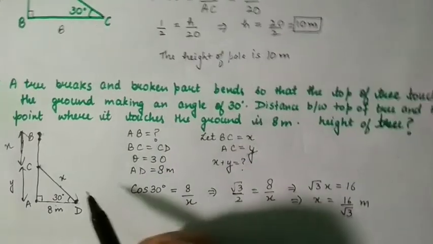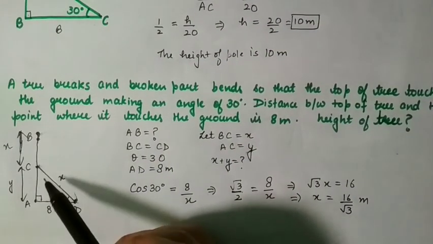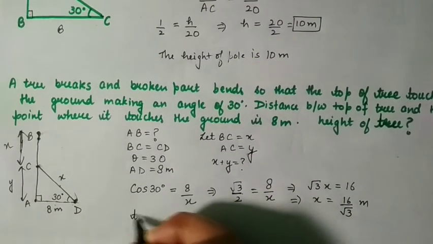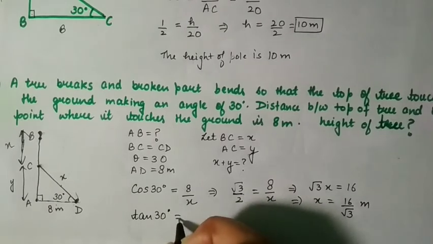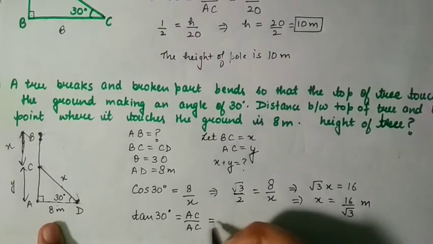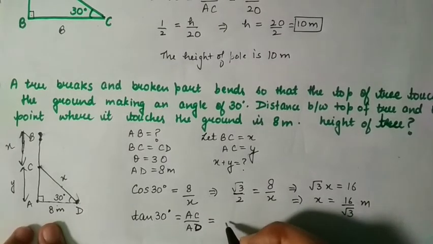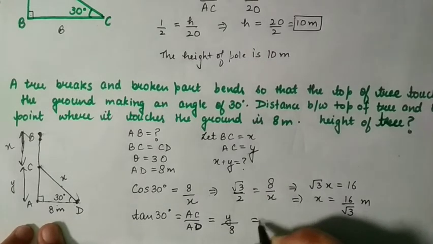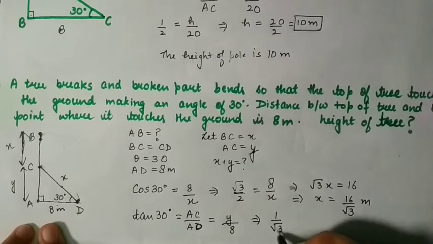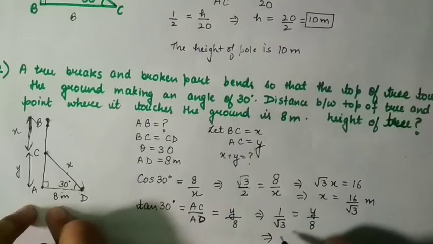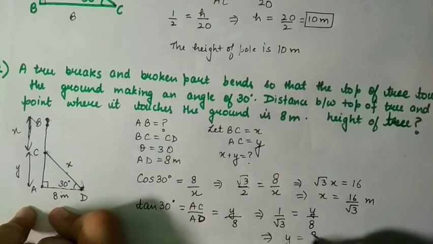Now which trigonometric ratio gives us the relation between the perpendicular and the base? Tan. So use tan 30 degrees is equal to perpendicular upon base, that is AC upon AD, that is AC is Y and AD is 8. And the value of tan 30 degrees is 1 by root 3. So 1 by root 3 is equal to Y by 8. On cross multiplying we get Y is equal to 8 by root 3 meters.